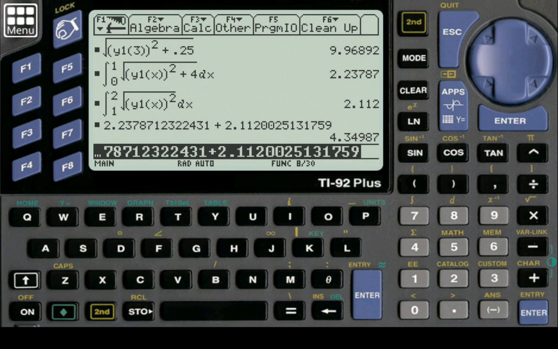Perfect. So we did it with the TI-89 Titanium plus notes. We did it with the TI-Nspire CX CAS plus notes. We did it with Sage, and we did it with the TI-92.